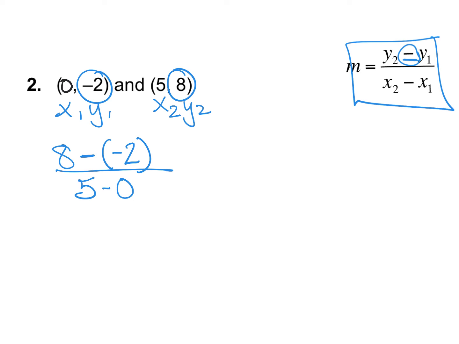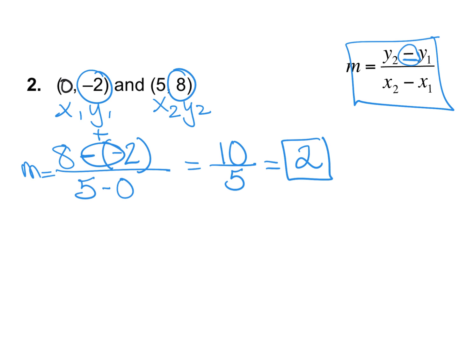All right, so remember, 2 negatives make a positive, so I'll have 8 plus 2, and I'll get 10, and 5 minus 0, I get 5, and so then this can be simplified because I can divide 10 by 5 evenly, so I'm going to simplify that to 2. So my slope here is equal to 2.